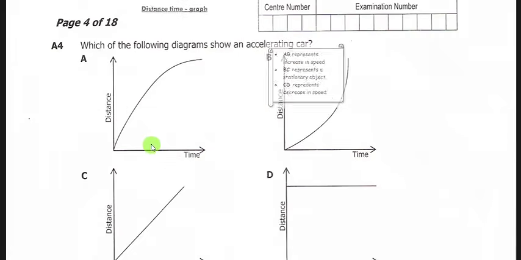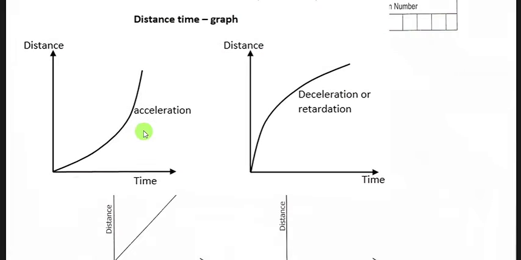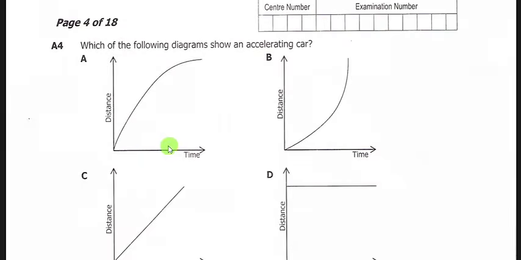All right, so let's look at another situation here, a distance-time graph. We have distance here, time. When you have a curved graph facing upward like that, then it means acceleration. When the curve is facing towards distance, then it is accelerating. When the graph is curving facing towards time, then it is decelerating, or retardation.